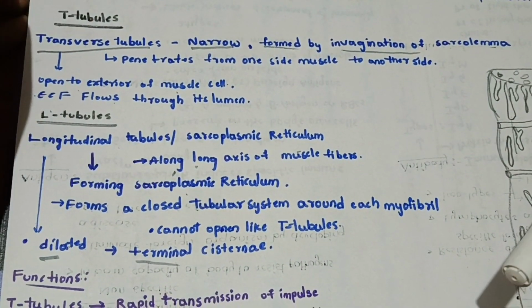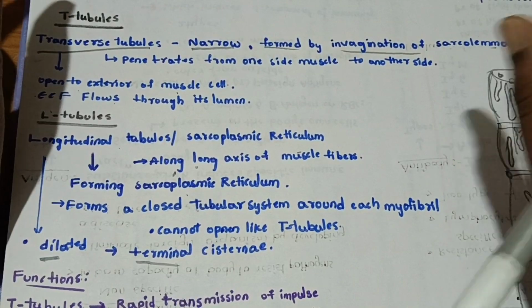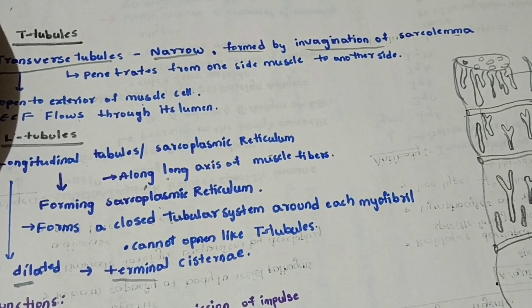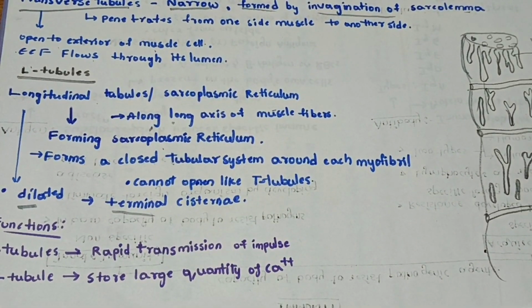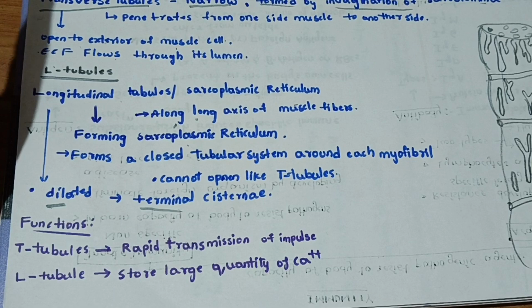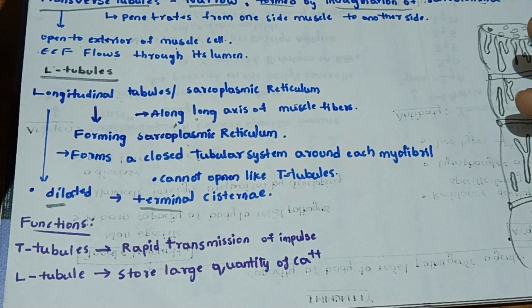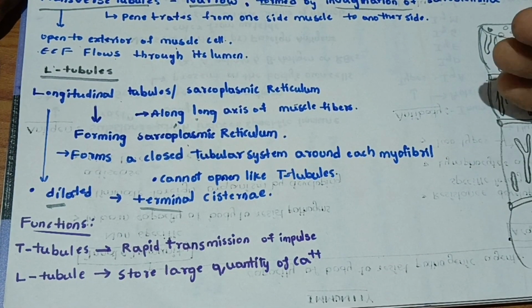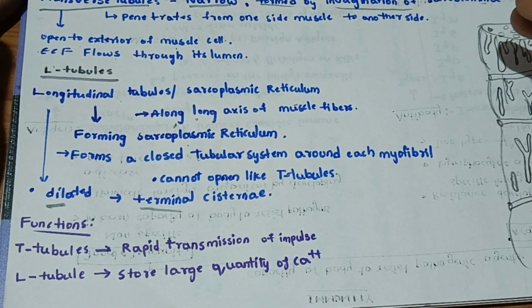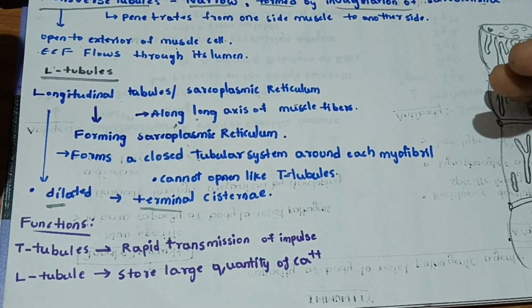The main function of T tubules is rapid transmission of impulse. As it is open on both sides, it is easy to transmit the impulse. Whereas the L tubules are a storage bag of calcium. They contain abundant calcium ions. Whenever a muscle contraction takes place, the L tubules are activated and release calcium. The calcium ions are stored in the longitudinal tubule, that is, the sarcoplasmic reticulum.